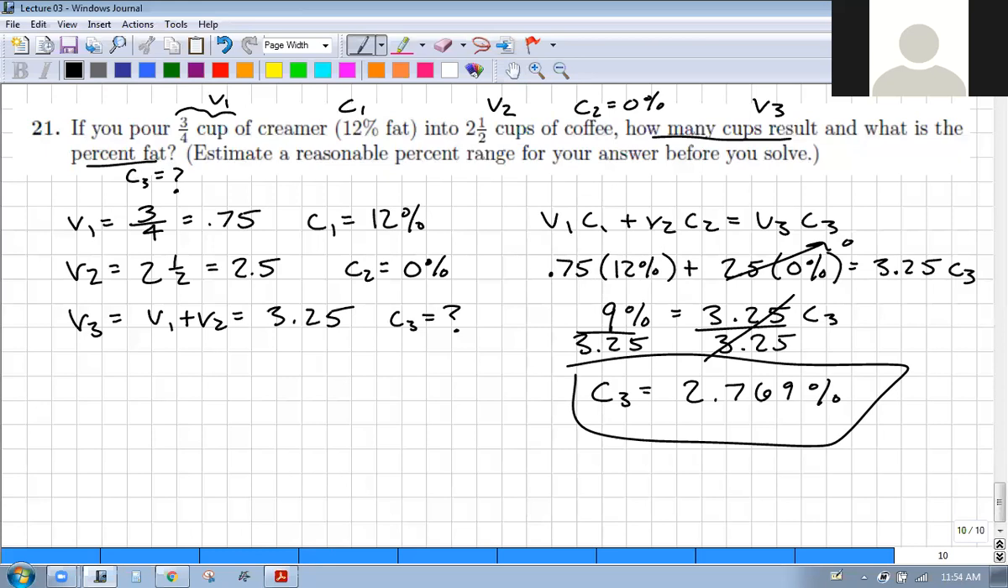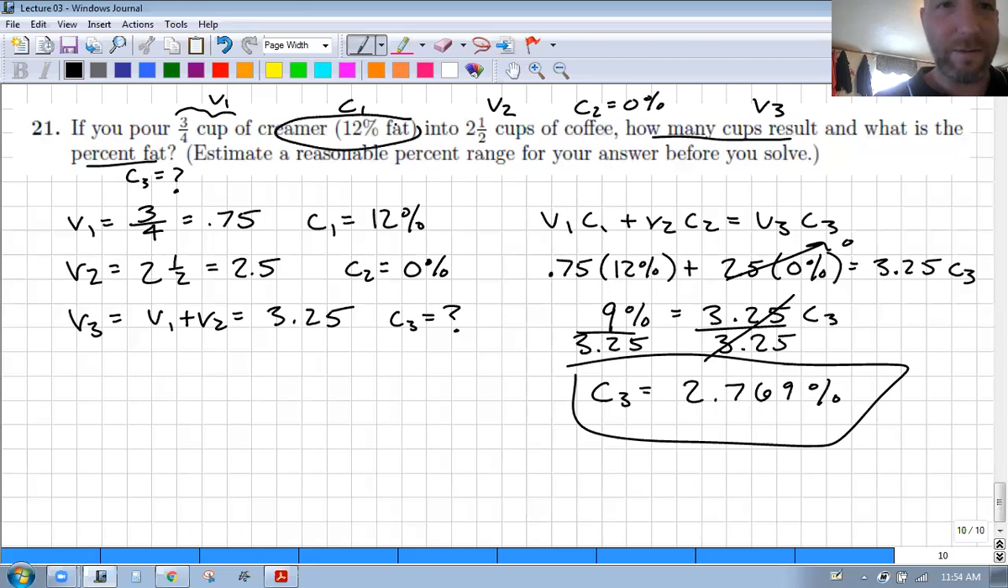The setup can be kind of complicated because you're trying to figure out the concentrations, and it's like, well, what does that mean, a concentration? Well, we figured that out when they said 12% fat. We're focused on fat as what's concentrated.